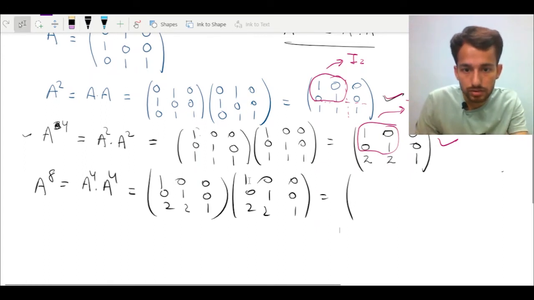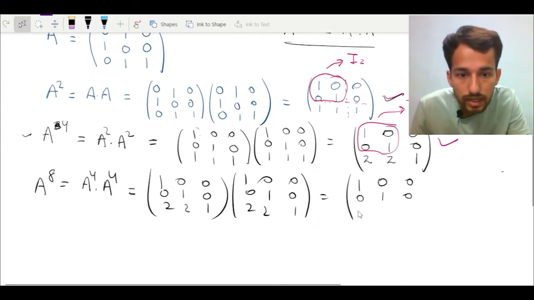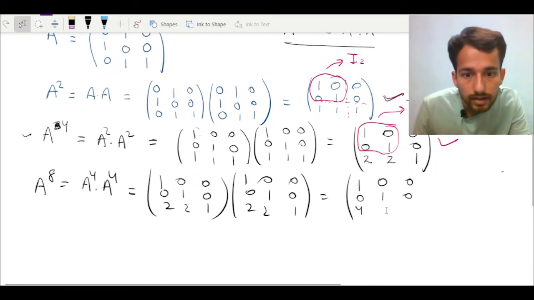First entry is non-zero, so here it is also non-zero, it's still going to be 1. First row and second column, it's 0. First row, third column, again 0. Second row, first column 0. Second row, second column 1. Second row, third column is 0. Third row, first column. Now be careful while doing your calculations. 2 plus 2, that is 4, and here 2 plus 2, that is 4, and finally it will be 1.